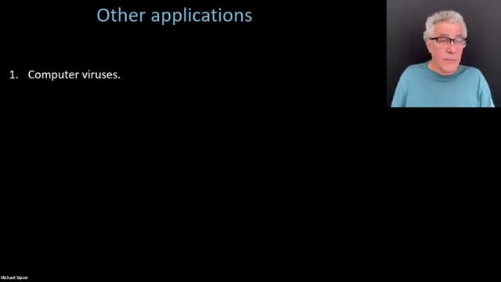Computer viruses make copies of themselves and then propagate them through the internet or whatever media you have to infect other computers. I'm sure we all know about computer viruses. Well, they need to get copies of themselves in order to do the infection. How do they do that?